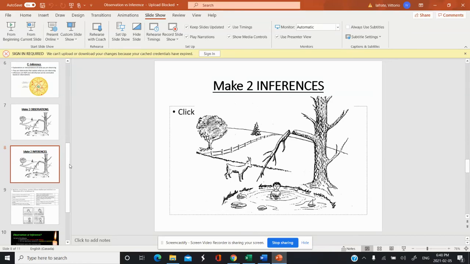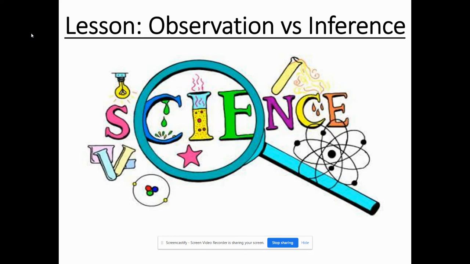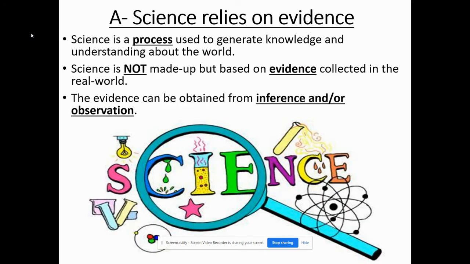In this video, we're going to review the concepts of observation and inferences. So science is a process. It's not just a collection of facts. It's the way that we gather information about the world to learn about the world. And those facts that we know about science, they're not just made up. Science is based on evidence that we've collected about the world through experimentation.